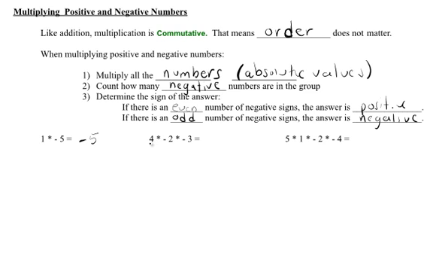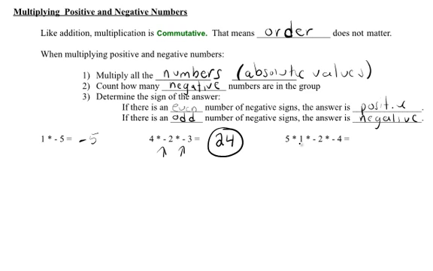Okay, multiplying the absolute values. So 4 times 2 is 8. Times 3 is 24. Let's count how many negative signs we have. We have 1, 2. That's even, so our answer is positive. So we're done. Okay, now we try this one.